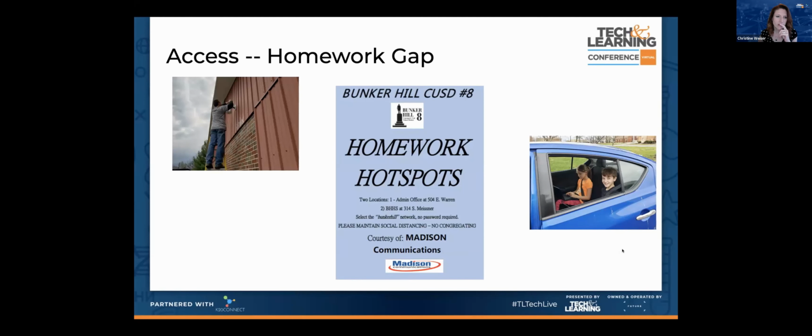It's not just for homework. If you want to apply for a job, you have to do an online application 99% of the time. So in the 1930s, it was the Tennessee Valley Authority that said electricity for all. 2020 needs to be internet for all, Wi-Fi for all.